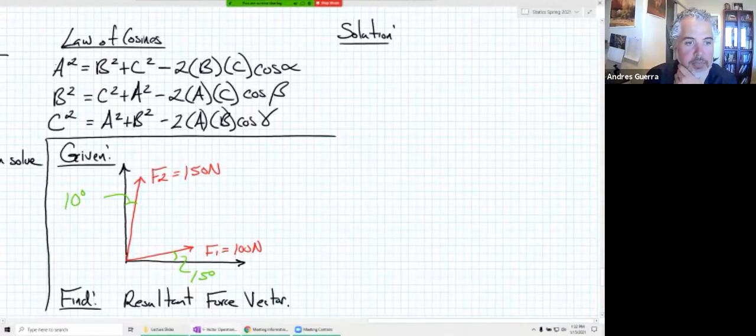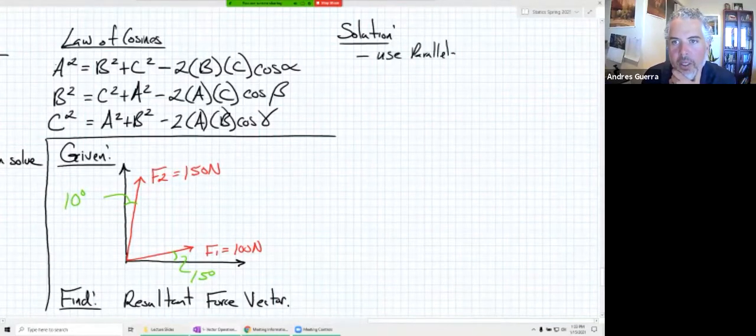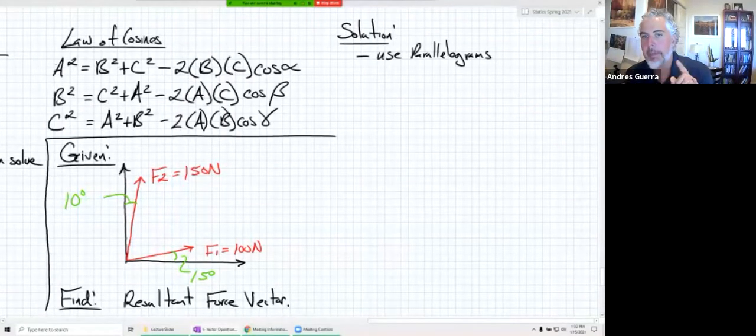So for the solution, we're going to use parallelograms. Now, I talked about before that you could certainly do this by breaking it up into X and Y components. When we're given two forces and asked to find a resultant, it is easier to break it up into components. But our next problem is going to be easier with parallelograms. Now, I don't like to contaminate my given information, so we're going to draw this picture again, and make sure you draw it nice and big.